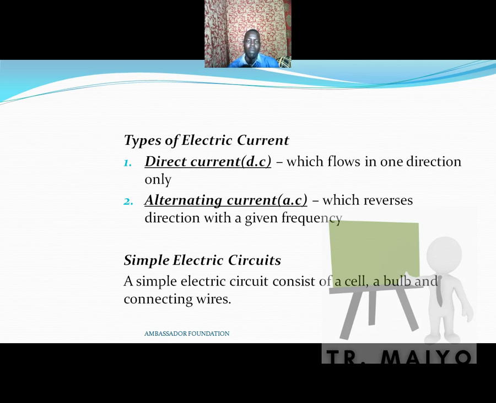Apart from flowing in reverse direction and flowing in a straight line, the other difference between direct current and alternating current is being steady. Direct current is steady, meaning if it is 2 amperes, all through it is 2 amperes. But alternating current, sometimes it can be 2 amperes. At a point it goes down almost to 0, or it goes up to 3 amperes. So you see, it is not steady. And it is not safe for us to work with alternating current. Though there are electrical devices that can work well with alternating current.